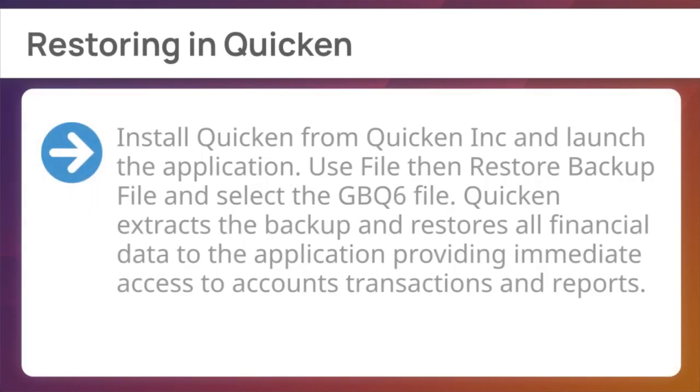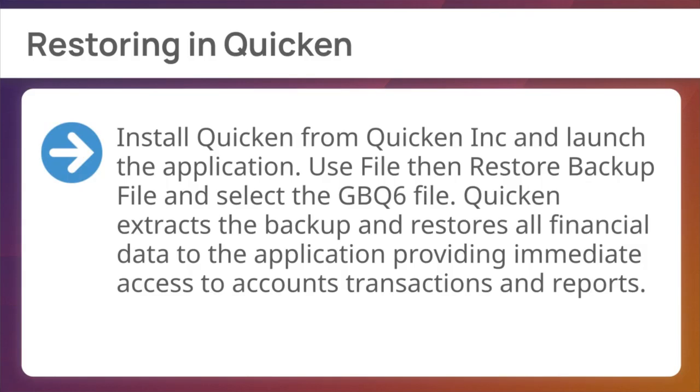First, restoring in Quicken. Install Quicken from Quicken Inc. and launch the application. Use File, then Restore Backup File, and select the GBQ6 file. Quicken extracts the backup and restores all financial data to the application, providing immediate access to accounts, transactions, and reports.